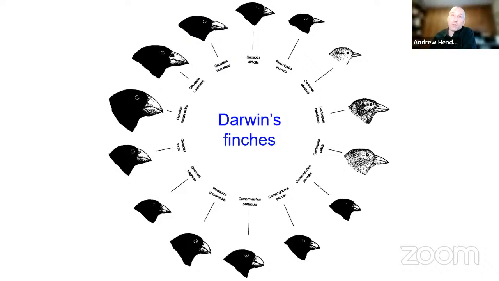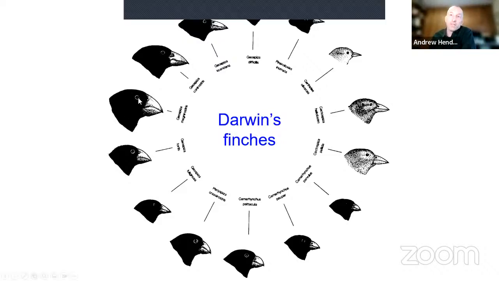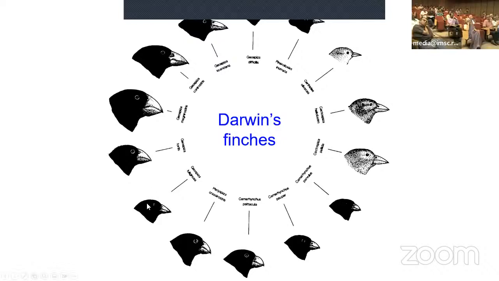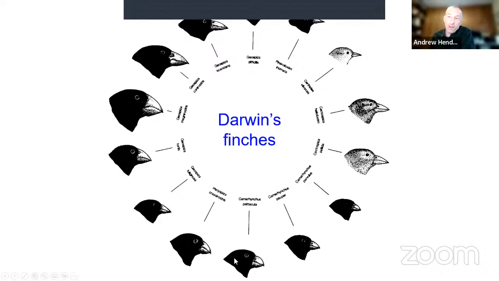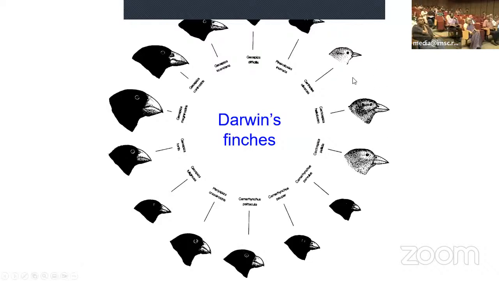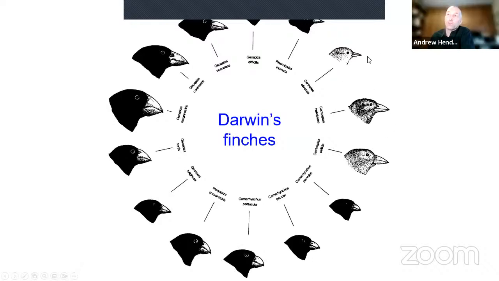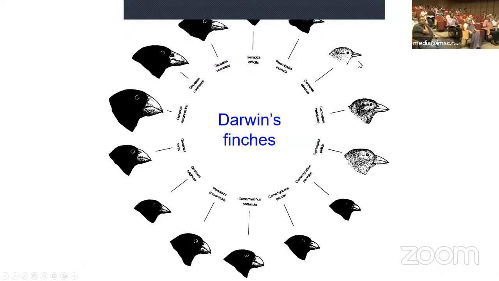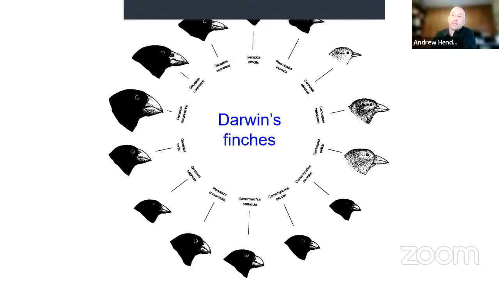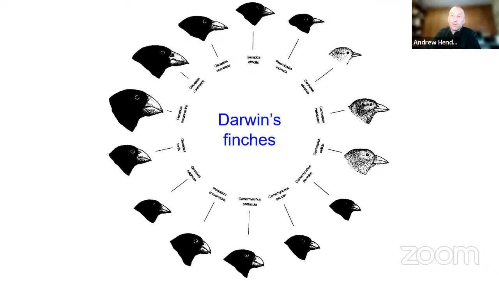So you have large beaked birds over here that crack large seeds, and then you have smaller beaked birds that are cracking smaller seeds. Meanwhile, you have birds that have almost a parrot-like beak that are vegetarian. You have birds that have more warbler-like beak that are used for eating insects. And then you have birds that are also specialized in almost like a woodpecker lifestyle. So this radiation has been driven by the diversity of resources in Galapagos as a result of natural selection.